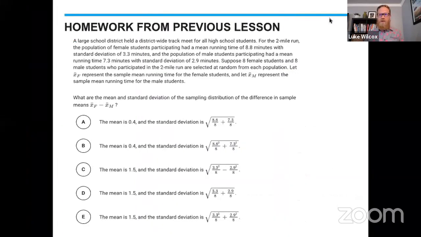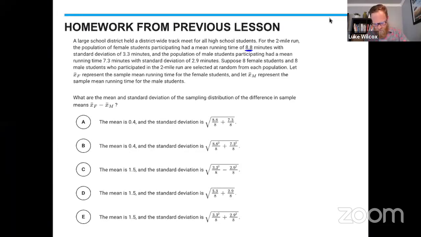Okay, so we're going to jump right back to the homework problem that I assigned you yesterday, where we talked about sampling distributions. We've got this multiple choice question to take a look at, so let's dig in. Here's what it says. A large school district held a district-wide track meet for all high school students. For the 2-mile run, the population of female students participating had a mean running time of 8.8 minutes with a standard deviation of 3.3 minutes.